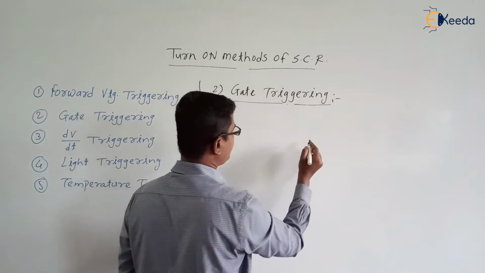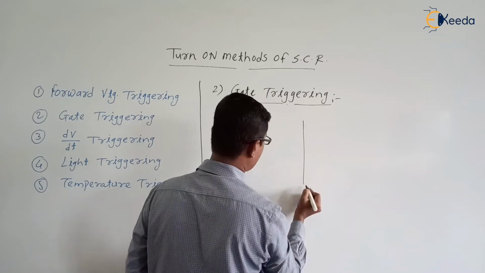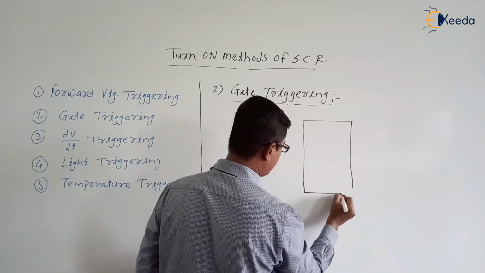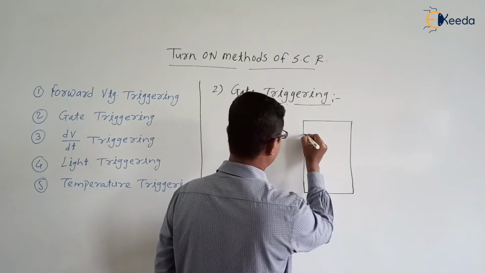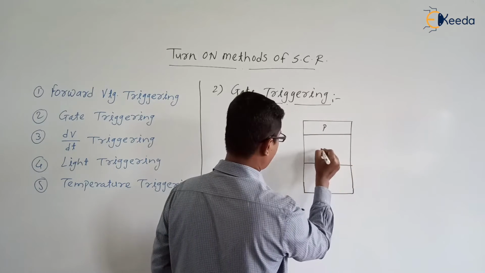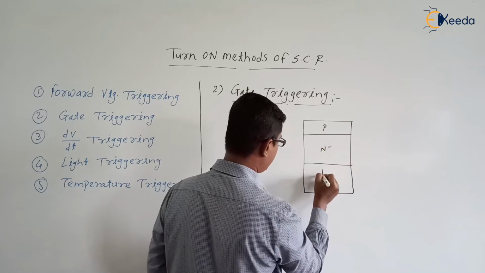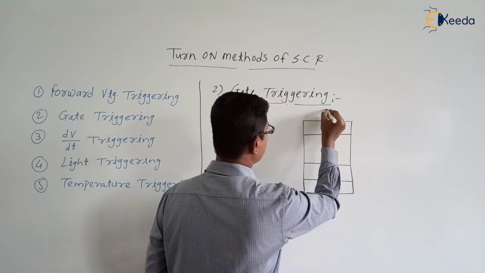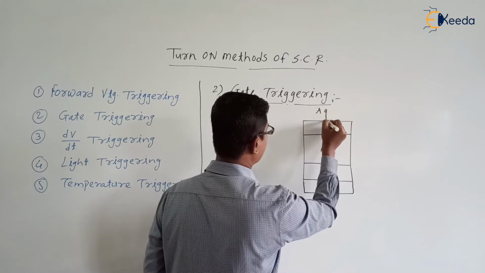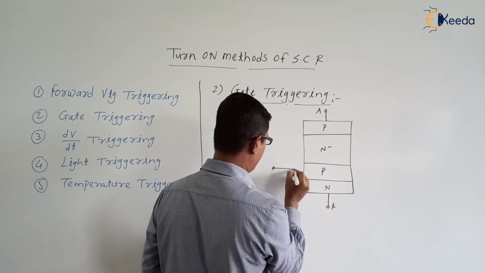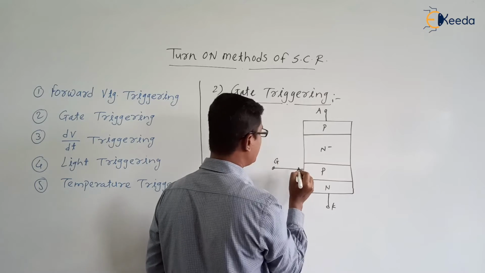Again we have the SCR, which is a PNPN device. This is P, N minus, P and N. This is the anode of the SCR, this is the cathode of the SCR, and here is the gate of the SCR.